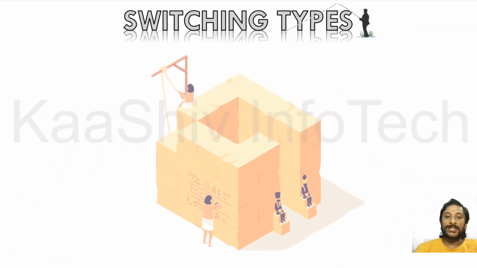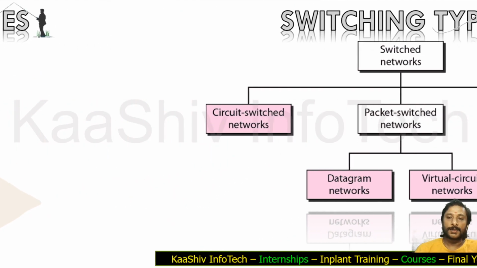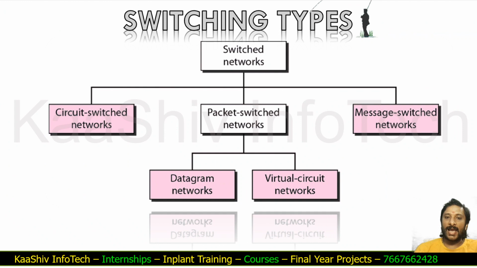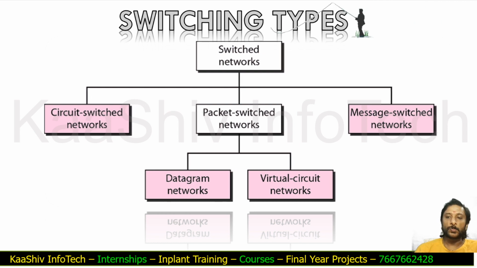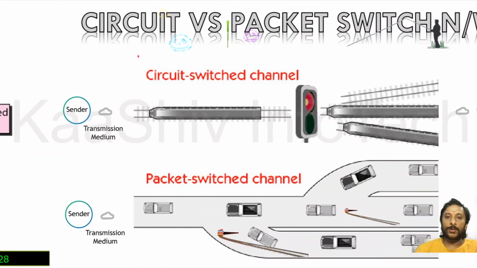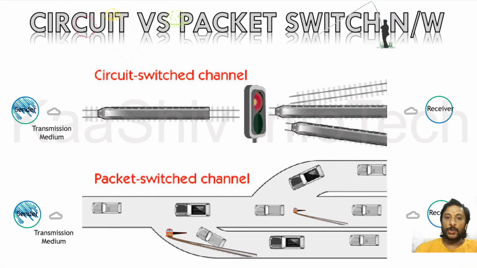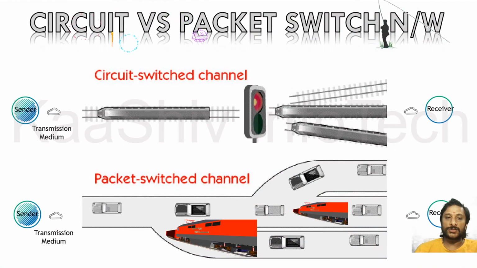Now let's talk about the switching types. What types are available in switching? You have circuit switched networks, packet switched networks, and message switched networks, and under that you have datagram and virtual circuit networks. These are the switching types available. The first one we are going to talk about is circuit switching. You can see the circuit switching here.